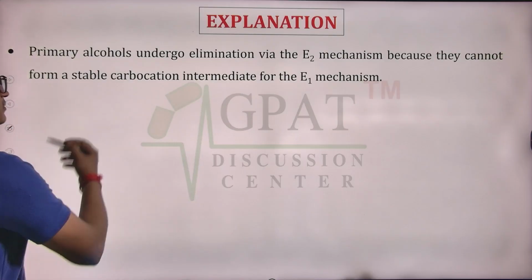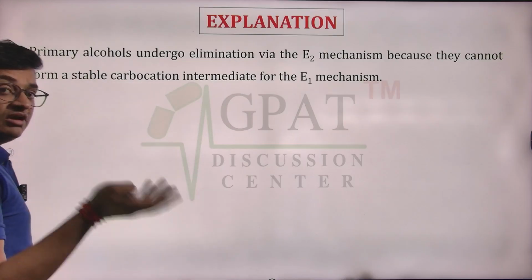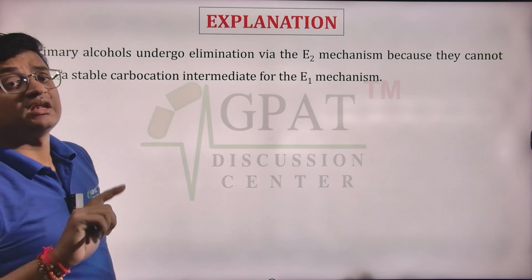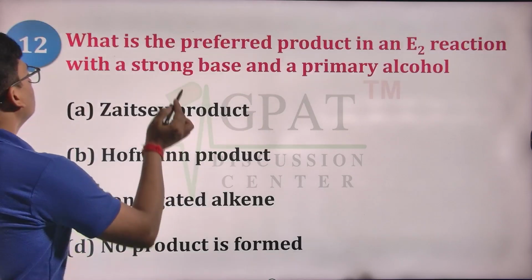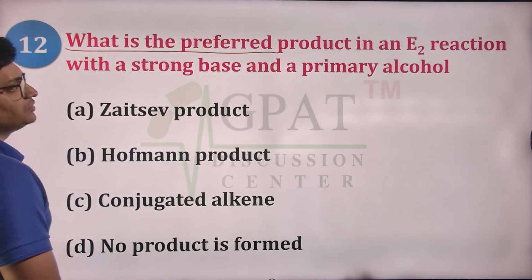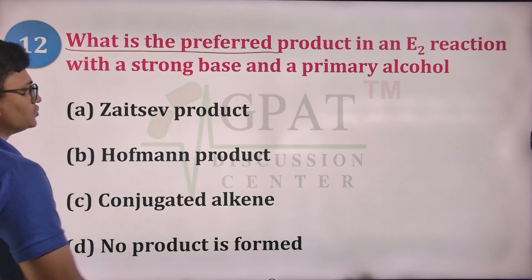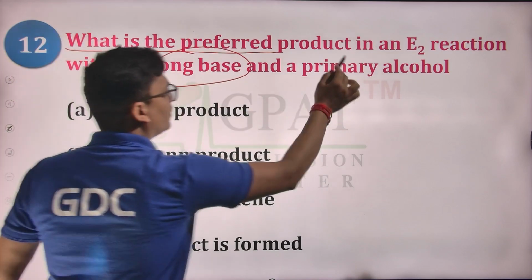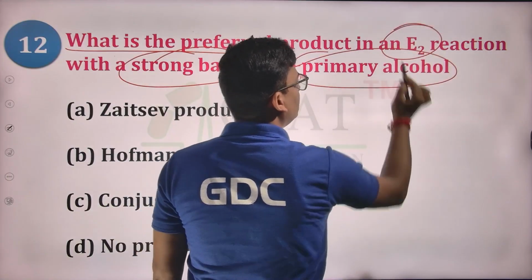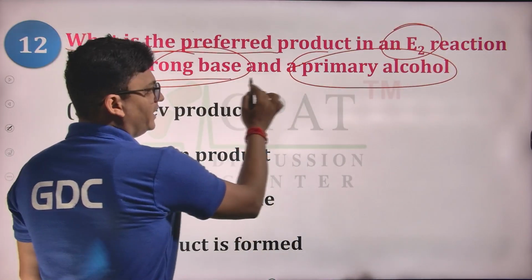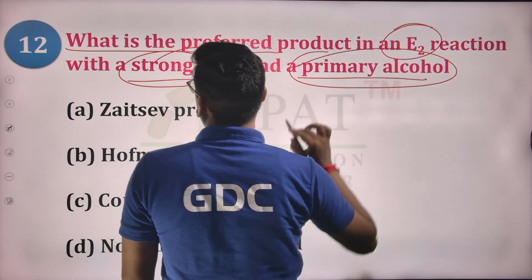So that's why primary alcohol will be correct for the E2, while for the E1 we will be having the tertiary alcohol or allylic, since we are also having the resonance stability on the allylic. What is the preferred product in E2 reaction with a strong base and a primary alcohol? So we are having a strong base and a primary alcohol, and we are having an E2 mechanism.